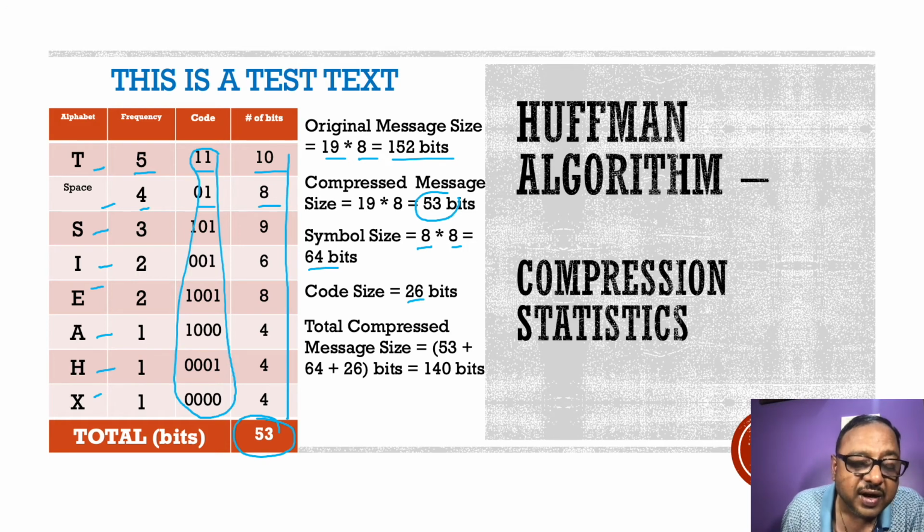So now if I see, my total compressed message size becomes 53 bits plus 64 bits plus 26 bits, which is actually 140 bits. 140 bits is definitely less than 152 bits, but this is not very significant. However, if you have a reasonable size text, you'll notice that the compression is very significant. In fact, theoretically, Huffman algorithm can produce compression up to 72%. So that is a huge amount of compression what you can achieve using Huffman algorithm.